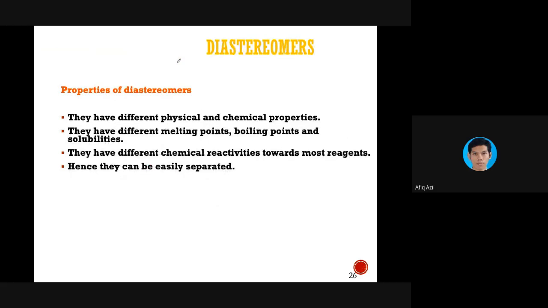So the properties of diastereomers: they have different physical and chemical properties. Unlike enantiomers earlier, where both D and L have the same physical and chemical properties, diastereomers have different melting points, boiling points, solubilities, and in fact, they react differently when mixed with a reagent. So that's why it is easier to separate diastereomers compared to separating D and L enantiomers.